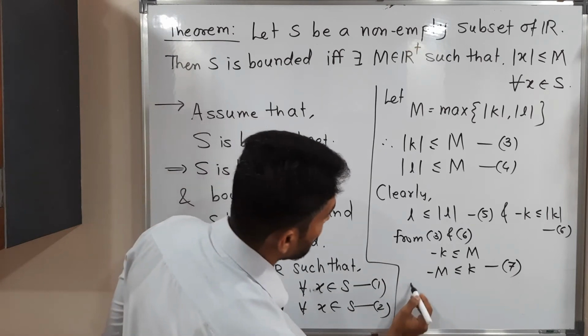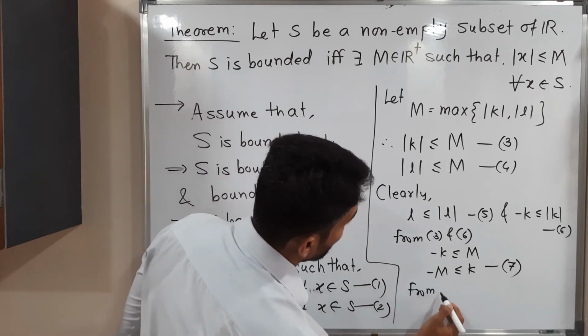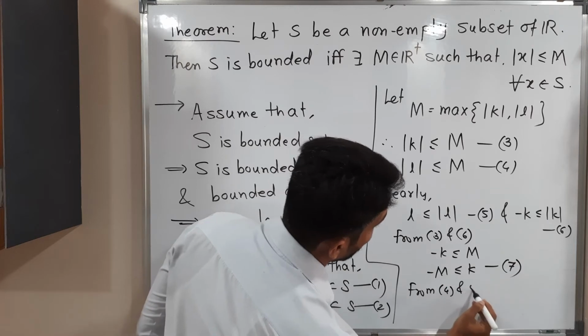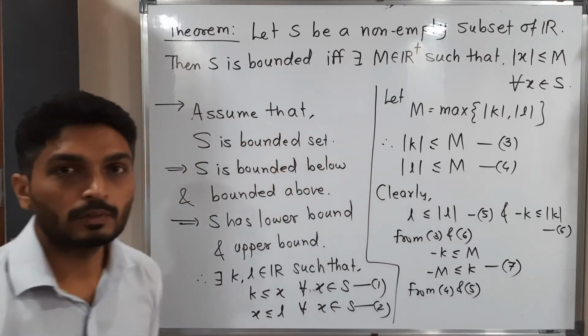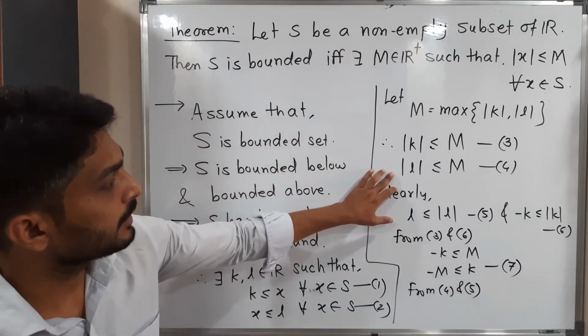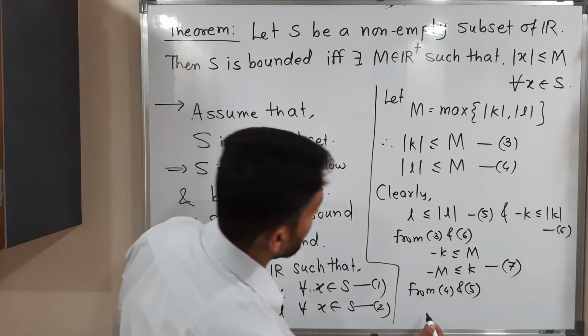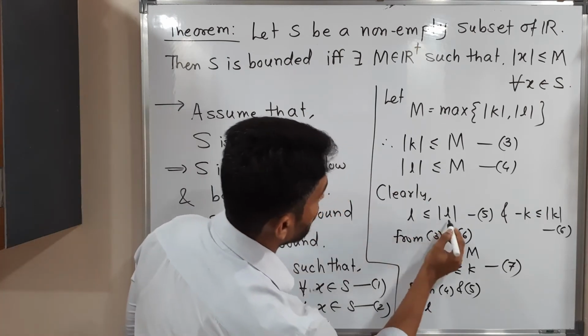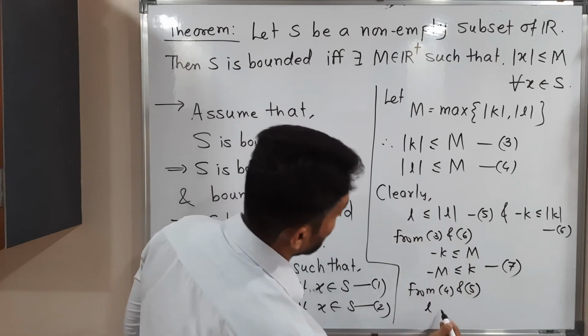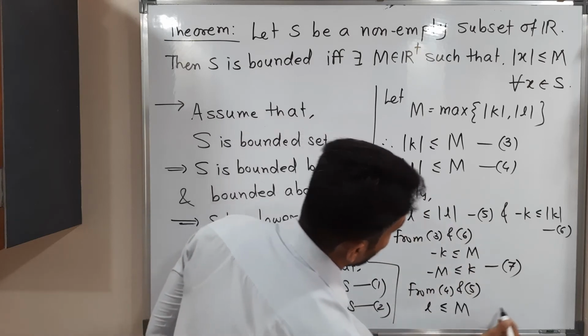Now, from 4 and 5, where is 4? This one. Where is 5? Here. Getting? So see, L less than or equal to mod L, but mod L is less than or equal to M. So L less than or equal to M.